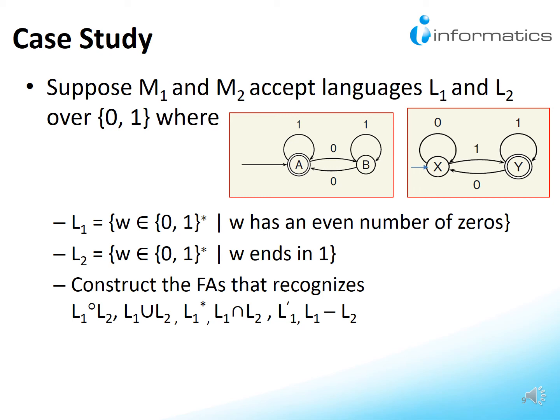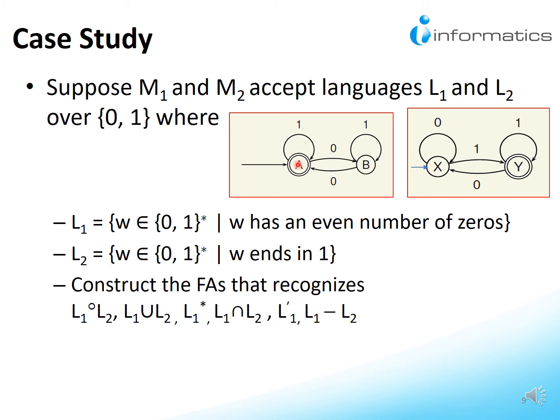M1 starts from A, and it will alternate the state from A to B when it receives symbol 0. It's quite obvious that A actually recognizes the strings with an even number of 0, and B recognizes the strings with an odd number of 0.